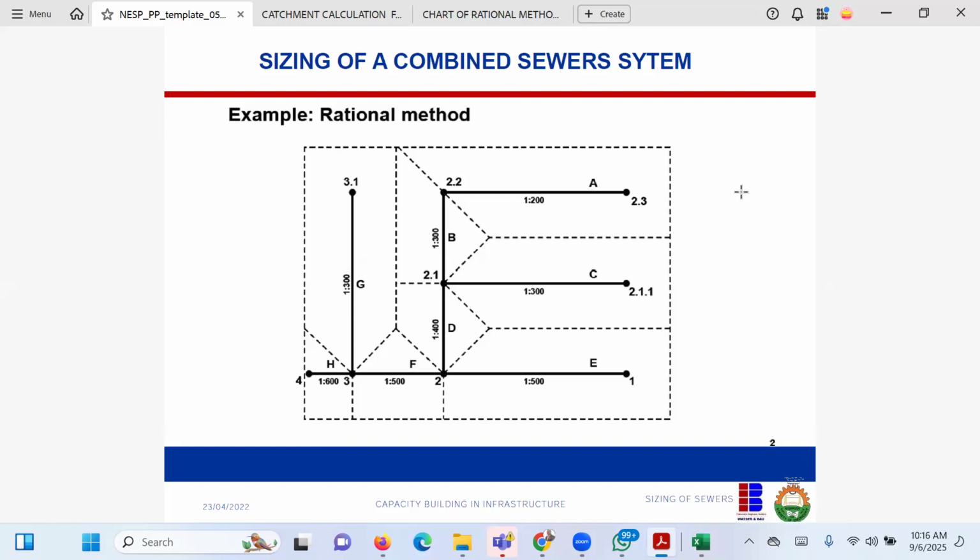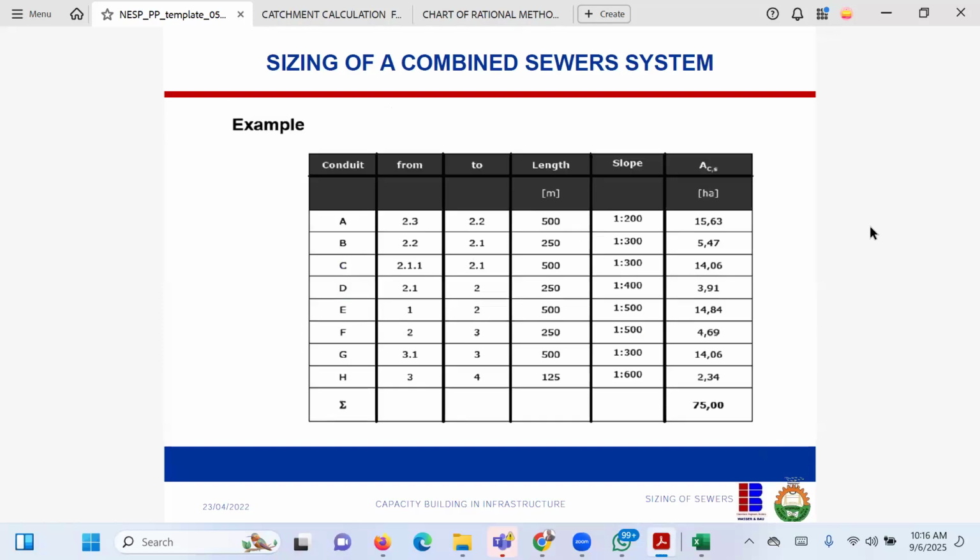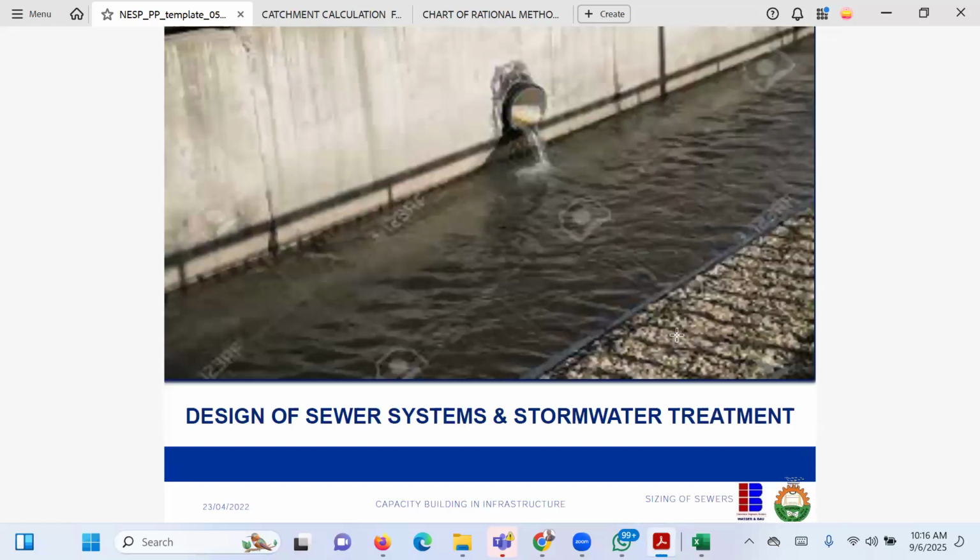This is a layout, and this layout is 75 hectares, and is discretized into catchment A, catchment B, catchment C, with their respective sizes. So catchment A is 15 hectares, catchment B is 5 hectares, catchment C is 14 hectares, catchment D is 9 hectares, and so on and so forth. Okay, so this is the work I'm given.